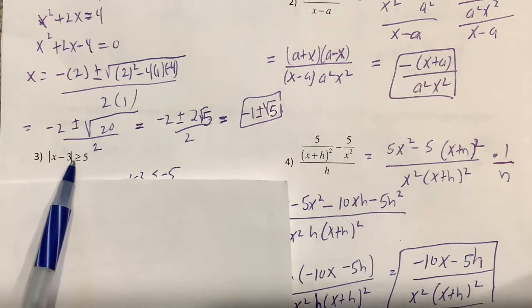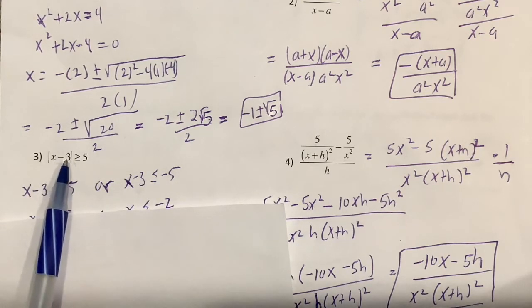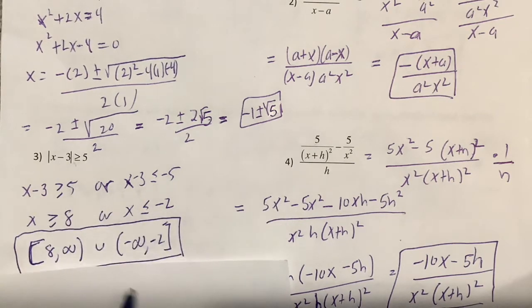When you have an absolute value greater than or equal to a number, you've got to break it into 2 cases. What's inside is either greater than or equal to 5 or less than or equal to -5. And so when you solve it, you get this, 8 to infinity and also -infinity, -2.